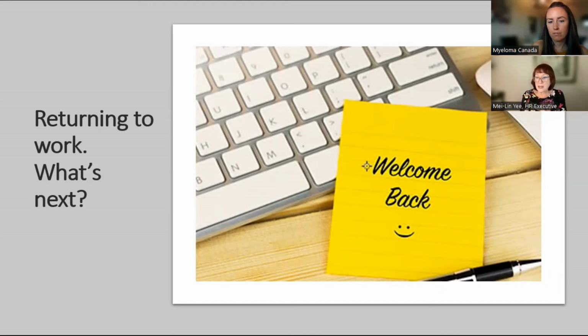Oftentimes, insurance companies have these sort of preset ideas as to what a return to work should look like. But everybody is not a cookie cutter. Every situation is different. And if your medical team feels like the cookie cutter return to work schedule that the insurance company has put together does not make sense, they can push back on your behalf, and they can push so that the insurance company listens and changes your return to work schedule so that it's more realistic.